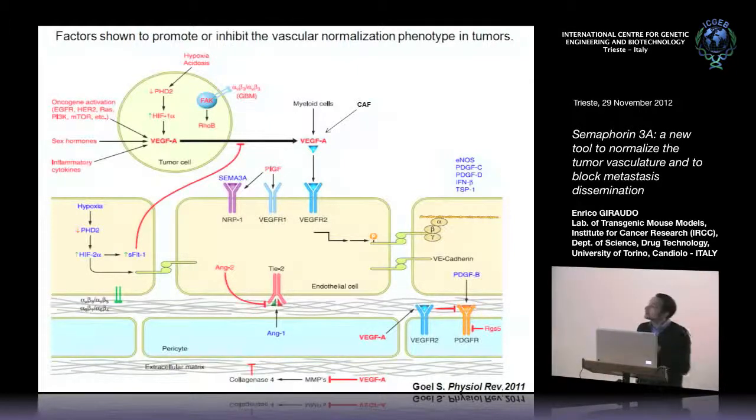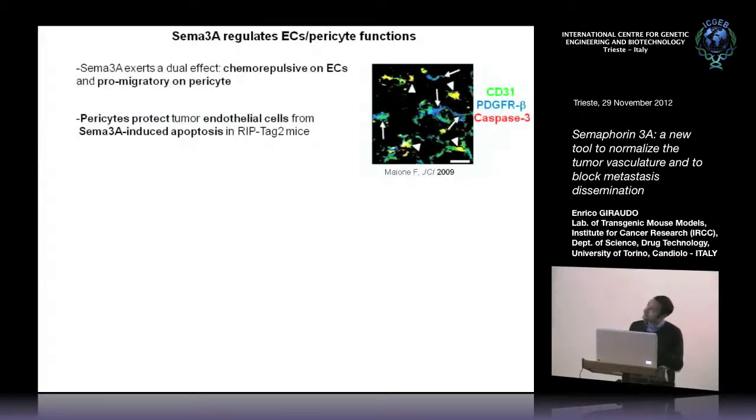To better understand, for example, how CIMA-3A can regulate the interaction between endothelial cells and pericytes, we started from two main observations. One important thing is that CIMA-3A can exert a dual effect. While CIMA-3A inhibits the migration of endothelial cells, at the same time it induces the migration of pericytes. And what we observe in RIPTEC tumors after the treatment with CIMA-3A, you can see here, is that pericytes protect tumor endothelial cells from CIMA-3A-induced apoptosis. You can see here in yellow are all the apoptotic vessels that are not covered by pericytes. In blue, all the vessels covered by pericytes do not undergo apoptosis. So somehow the pericytes exert this protective effect on endothelial cells.